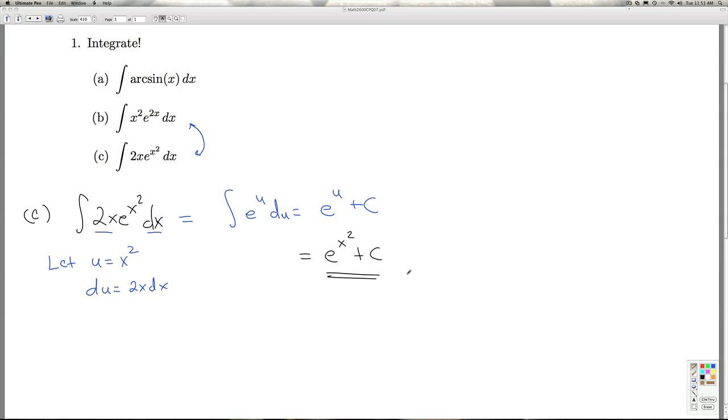And we can check this easily using the chain rule by taking the derivative and showing it's equal to the integrand. And that'll do it for part C, and that'll do it for checkpoint quiz 7.